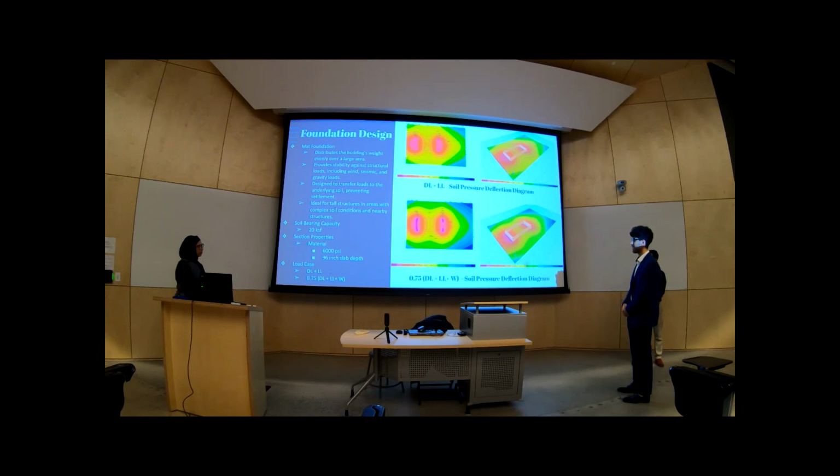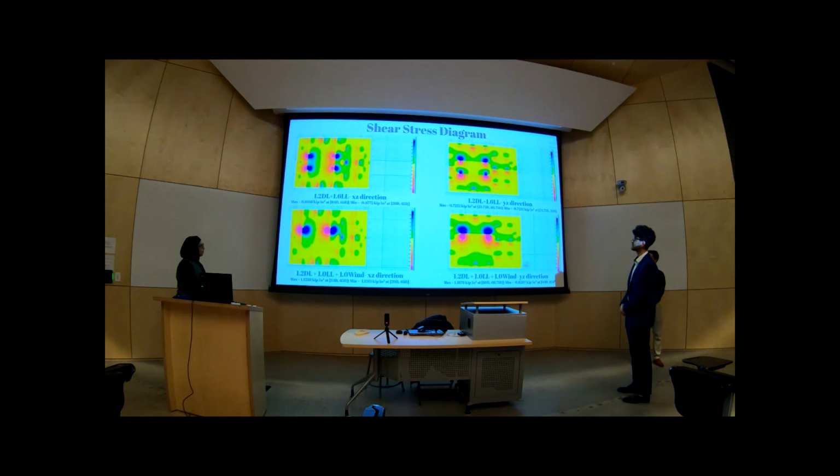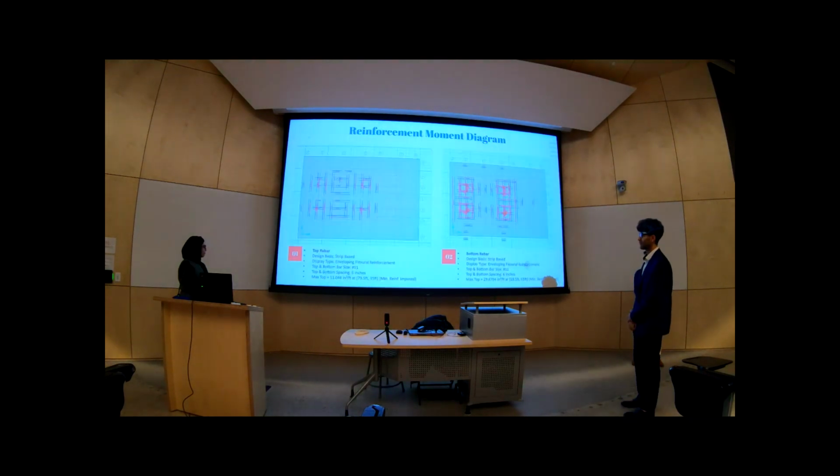The soil bearing capacity we used was 20 KSF. The material was 6,000 PSI. We used a 96-inch slab depth, and that's pretty much it. So here's the shear stress, 11.044 inches squared per foot. At the coordinates, again, you could probably see where it is.